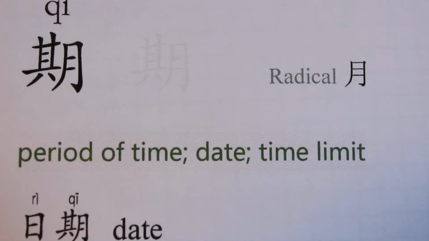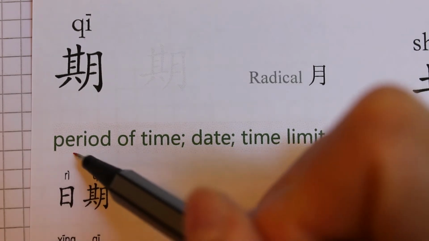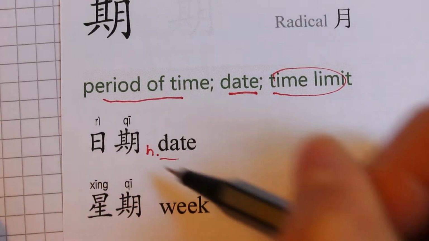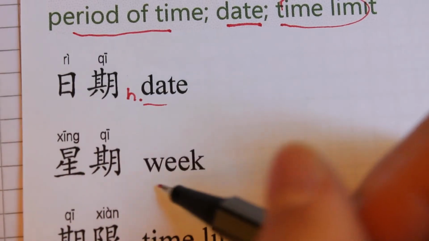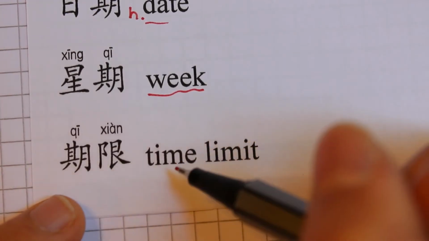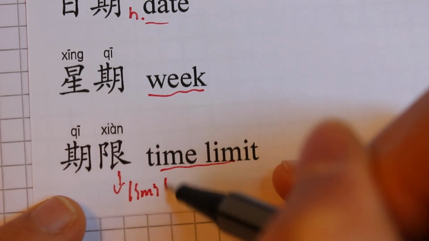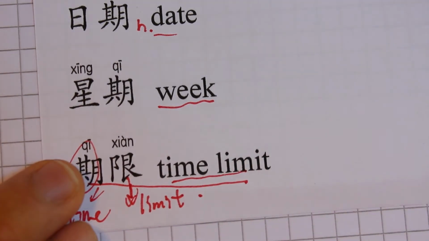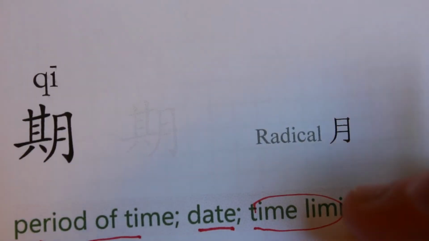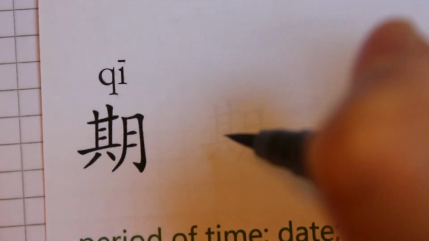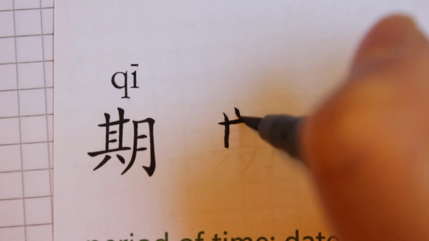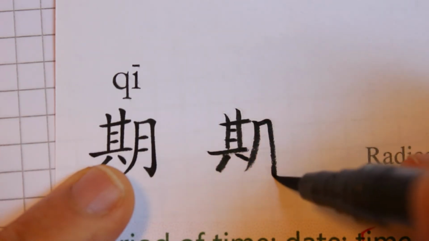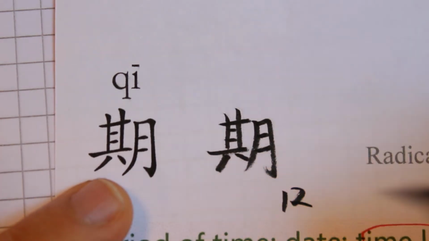The next one is 期, and it means a period of time, or the date, or the time limit. Okay, the first one, 日期, means the date. It's a noun. And 星期 means a week. Here, 期限 means the time limit. 限 has the meaning of limit. 期, you have the time, right? 期 and limit, together mean the time limit. 期限. Okay, now let's try to write 期。一、二、三、四、五、六、七、八、九、十、11、12。So 期 has 12 strokes.